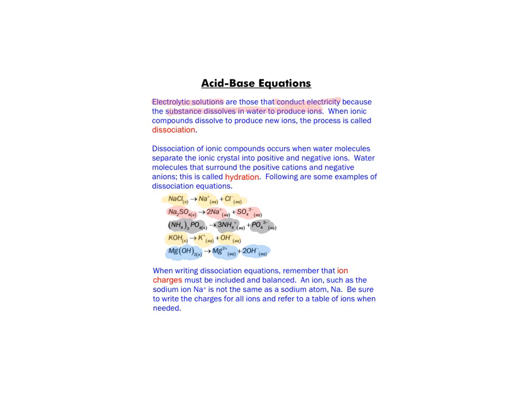When writing dissociation equations, remember that the charges must be included and everything needs to be balanced. An ion, such as the sodium ion, is not the same as the sodium atom Na. So this is not the same as this. They are different. So that's why you have to be sure to write the charges for all ions and refer to a table of ions when you need to.